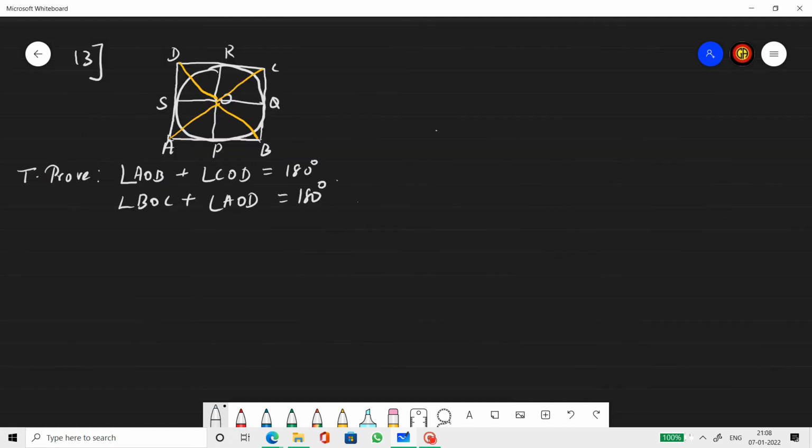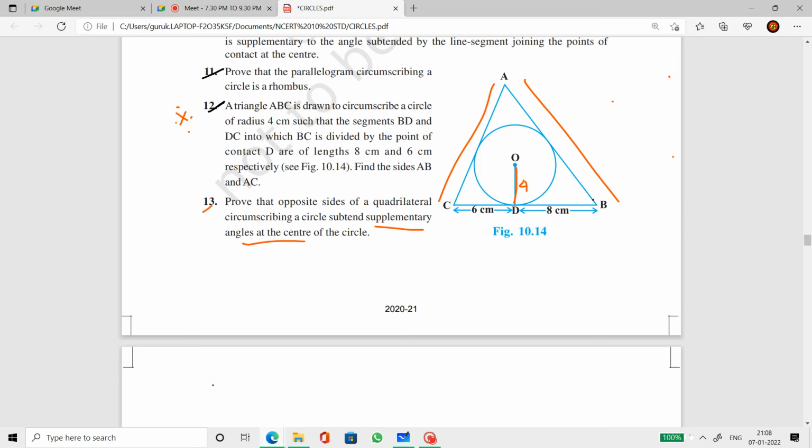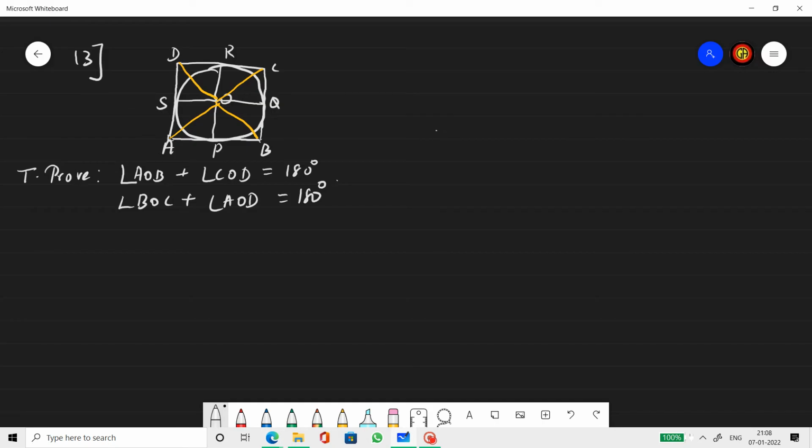So next question: prove that the opposite sides of the quadrilateral circumscribing a circle subtend supplementary angle at the center of the circle. Here there is a quadrilateral ABCD in the diagram which is circumscribing the circle, meeting the circle at points P, Q, R, S. What we have to prove is AOB + COD = 180°, BOC + AOD = 180°. I've joined OP, OQ, OR and OS, which form the radius of the circle.